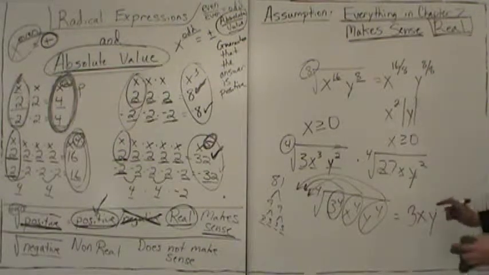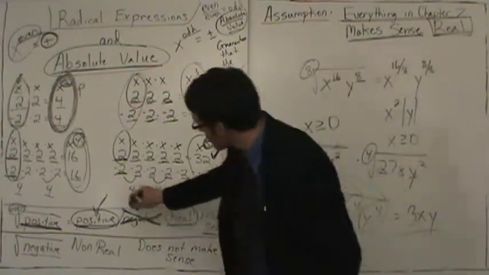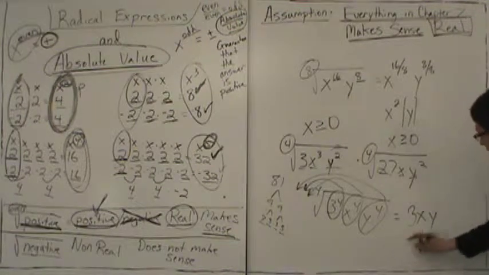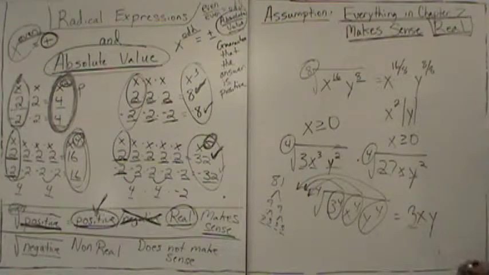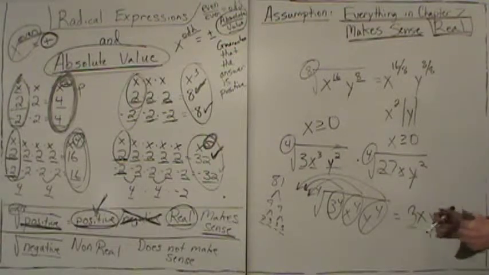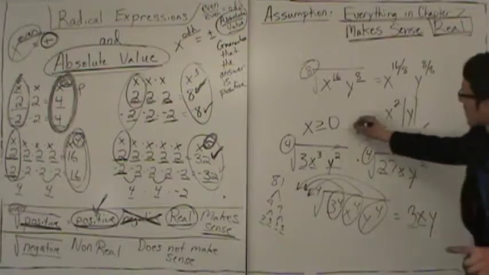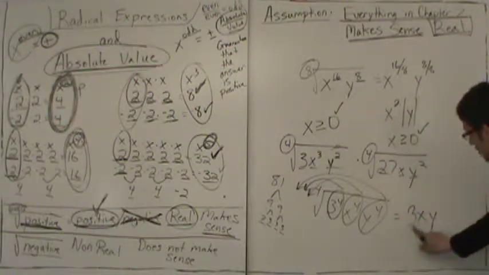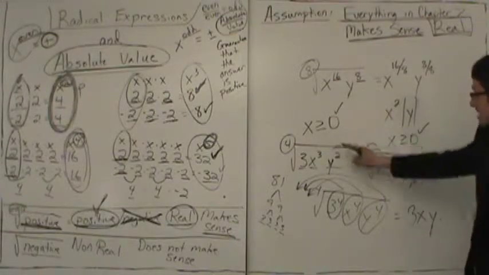Now, the answer, because the index is even, the answer must also be what? The answer must also be positive. So we look at 3xy. 3xy must be positive. Is the 3 positive? Yes. Is the x positive? Yes. Look at the original. We already knew that x was positive before we started the problem. So there's no need to guarantee that x is positive because we already established that at the beginning.